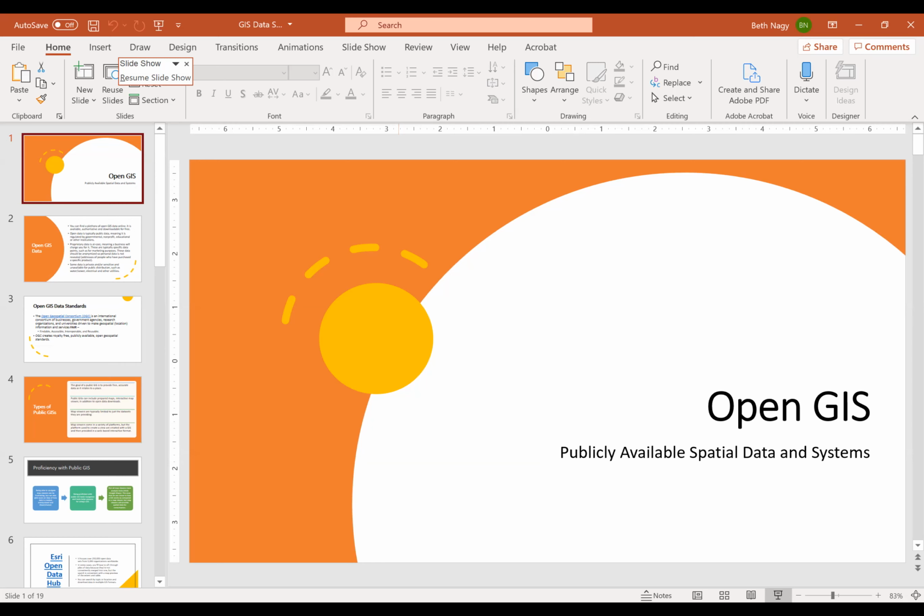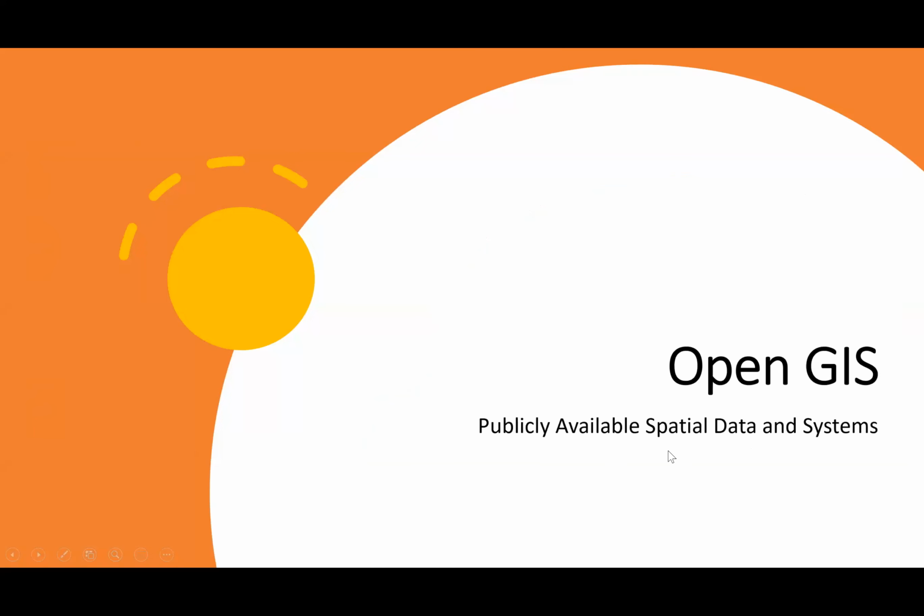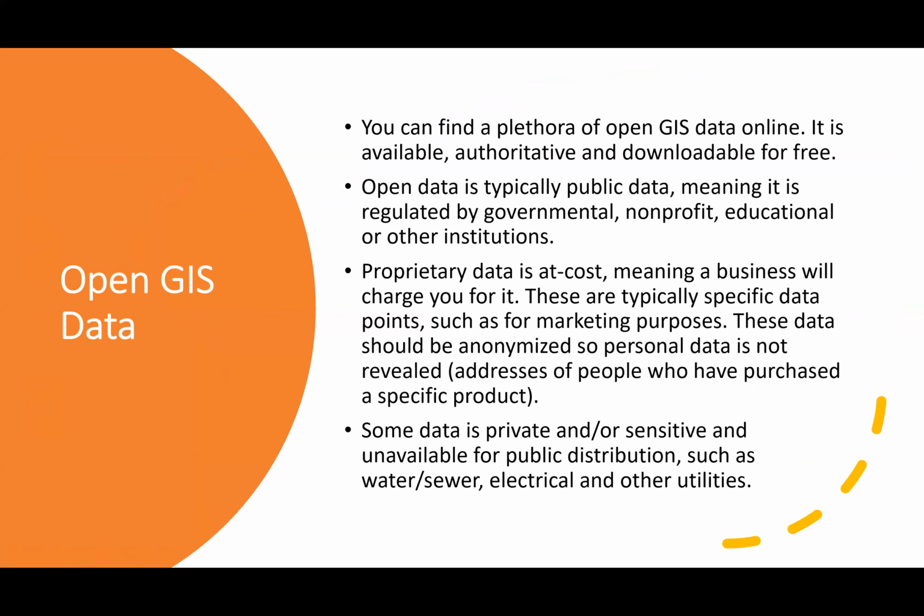So let's talk about OpenGIS and publicly available spatial data and systems. Okay, so OpenGIS data. You can find a whole lot of open data online, in particular, open spatial data. There's typically a metropolitan GIS in every major city in the United States. GISs in other countries may not be publicly available, but within the US, you'll find that most metropolitan areas have some sort of public GIS portal where you can access data.